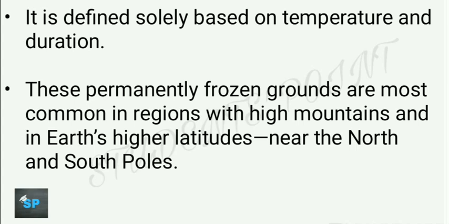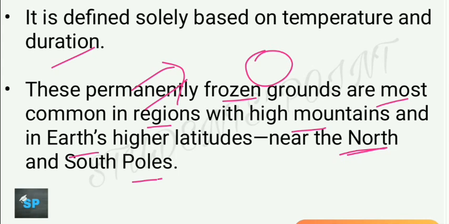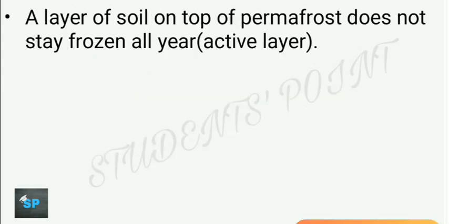It is defined solely based on temperature and duration, as I told, and these permanently frozen grounds are most common in regions with high mountains and Earth's higher latitudes near the North and South poles. So they can be easily found at both the North Pole as well as the South Pole. In fact, around a quarter of the land surface in the Northern Hemisphere is covered by permafrost, and a layer of soil on top of permafrost does not stay frozen all year. This top layer of soil of permafrost which is not frozen all year is called the active layer.